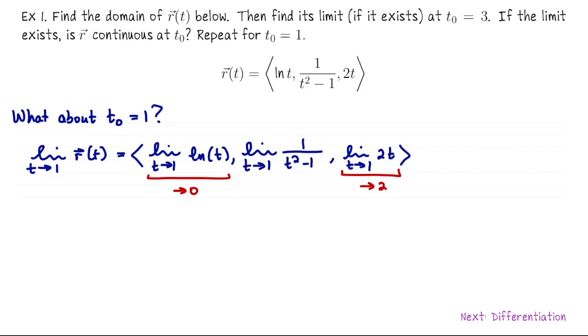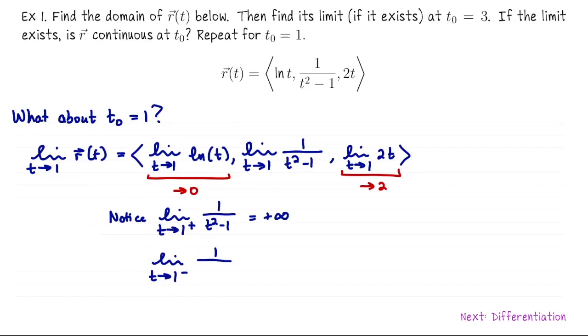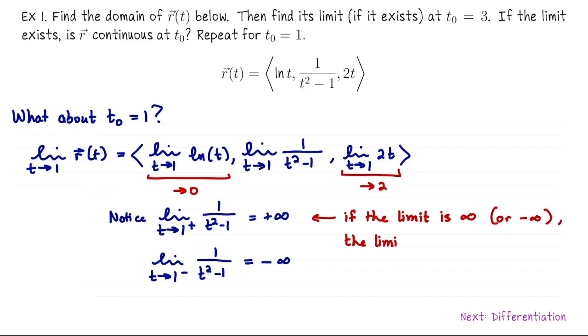However, the middle limit does not exist. We know this because the limit as t approaches 1 from the right is going to be 1 divided by very small positive numbers, so that's going to go to positive infinity. Versus if we approach t from the left, that's going to be 1 divided by very small negative numbers, which goes to negative infinity. Although I wrote equals positive infinity and equals negative infinity as if those were numbers, I want to point out that a limit of infinity does not exist.